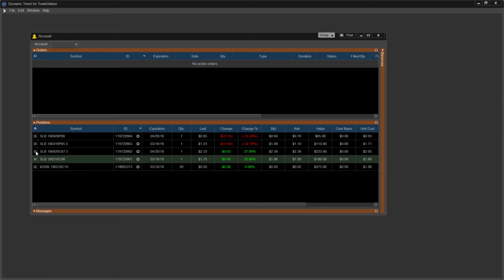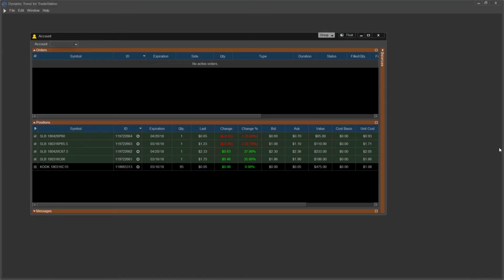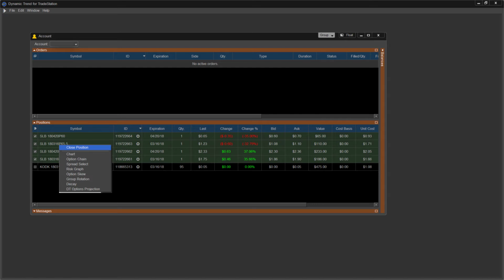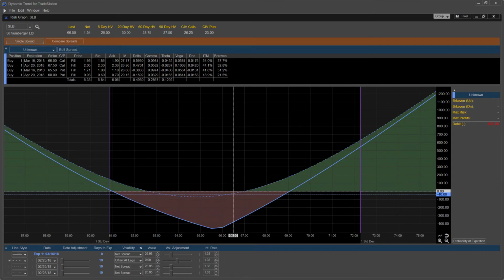With our account window, you can group several options positions of the same underlying, regardless of strikes, expirations, calls, or puts. Once grouped, you can close the position or send the position to the risk graph. Notice actual fill prices are used from your positions. Position grouping can include multiple expirations and different strikes of calls or puts.